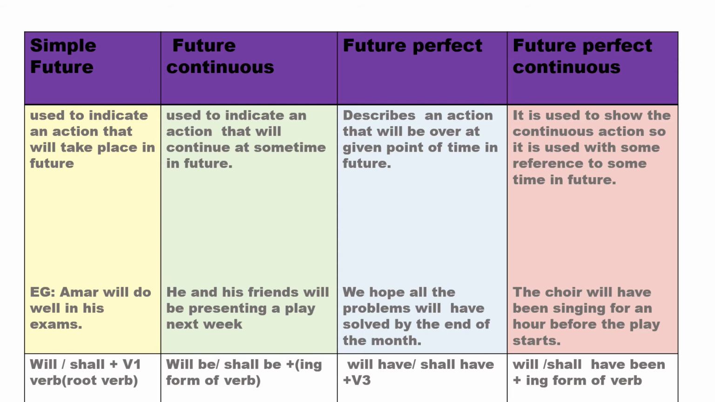Future perfect continuous tense. Future perfect continuous tense is used to denote a continuous action with reference to some time in future. For example, the choir will have been singing for an hour before the play starts, or he will have been reading about the accident in the newspaper next morning. Here is the structure, or the form, of future perfect continuous tense. While writing, we write will or shall plus have been plus the ing form of the verb.